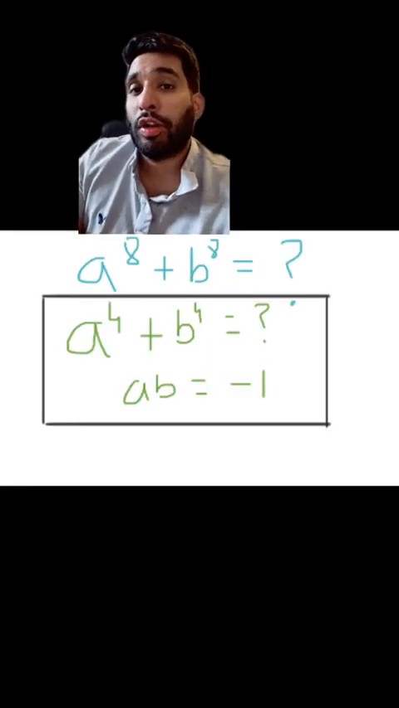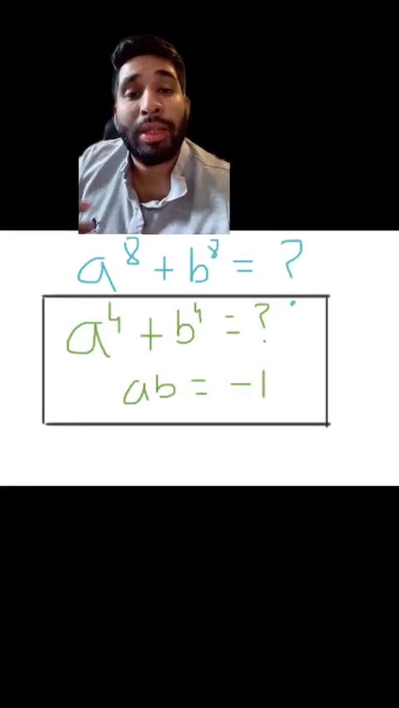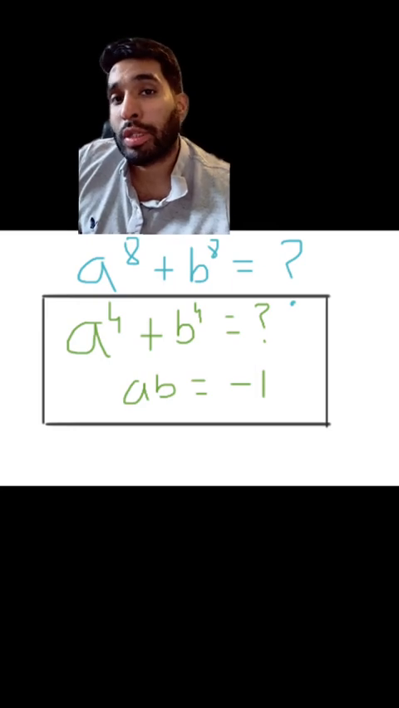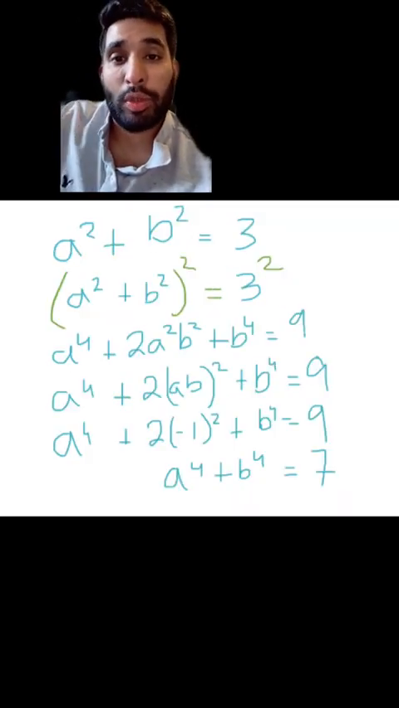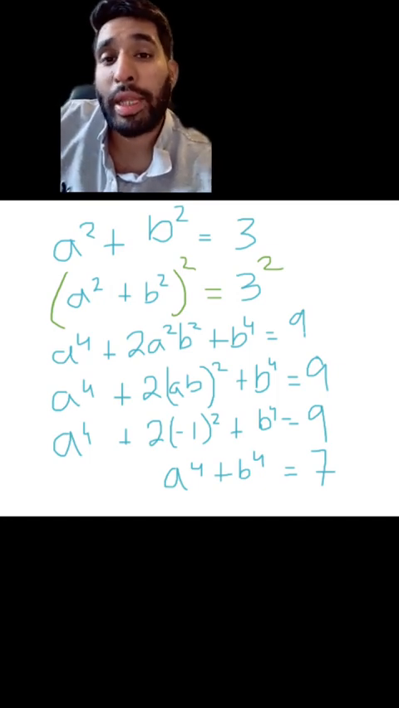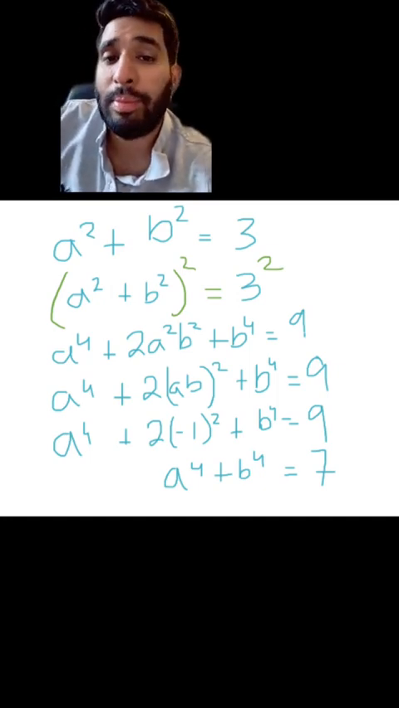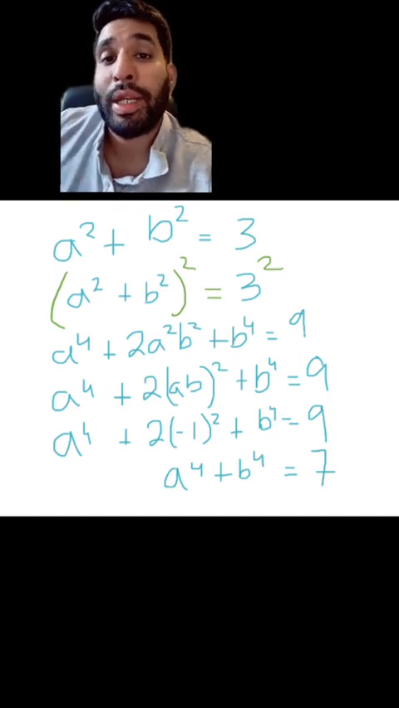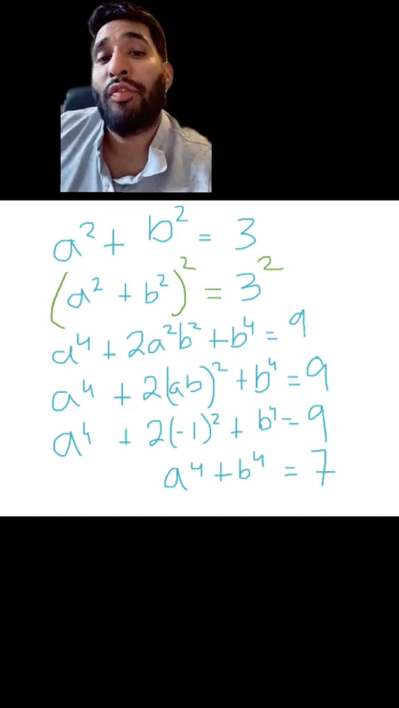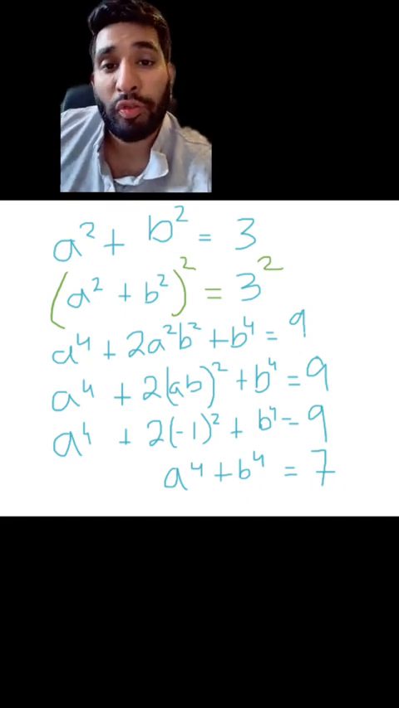Next, we're going to figure out what is a to the power of 4 plus b to the power of 4, and we're going to use a similar strategy. We'll take a squared plus b squared equals 3 and square both sides. After some algebra, we'll end up with a to the power of 4 plus 2 times (ab) squared plus b to the power of 4 equals 9. Since we already know that ab equals -1, we can substitute that into the equation and we'll have a to the power of 4 plus b to the power of 4 equals 7.